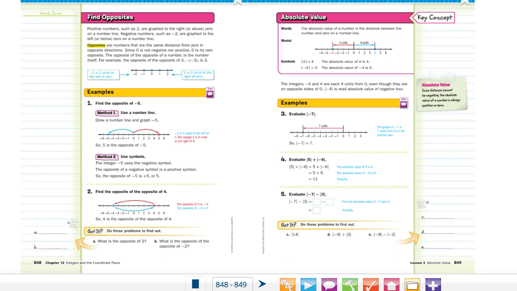This is lesson 12.2. You were to read page 848. And we're going to go through problems A through E on absolute value. So at the bottom, the opposite of 3 is -3. And the opposite of -2 is +2.